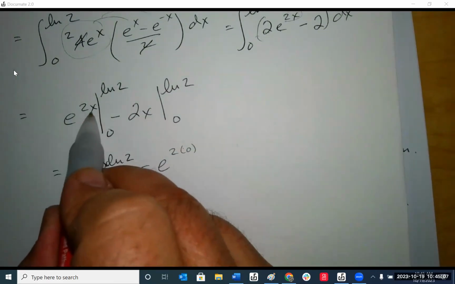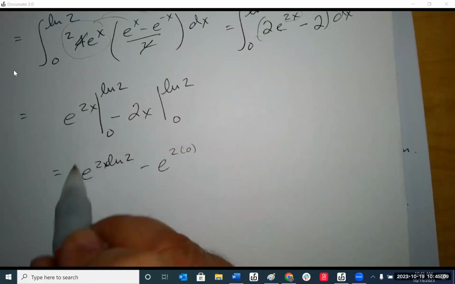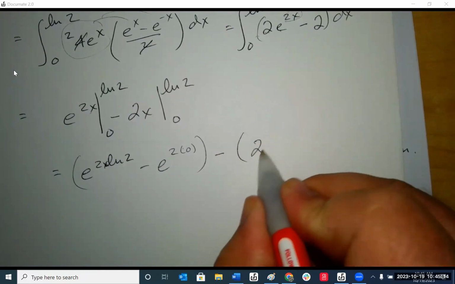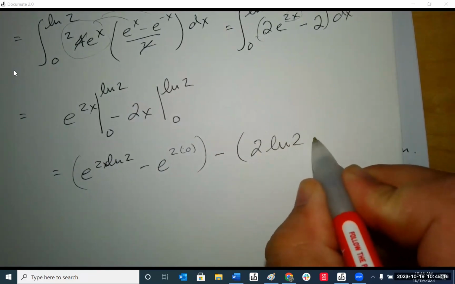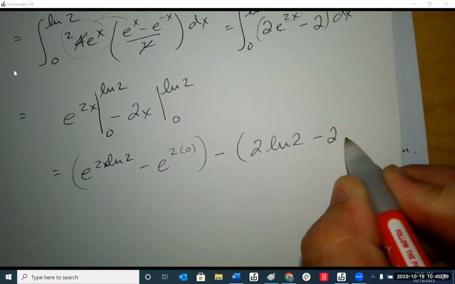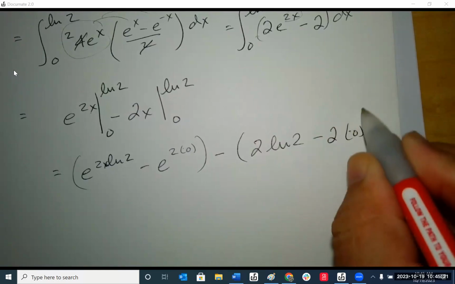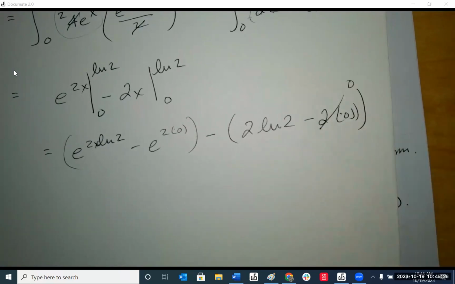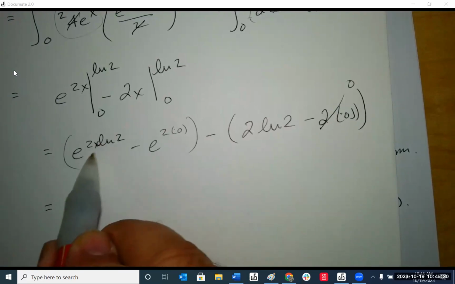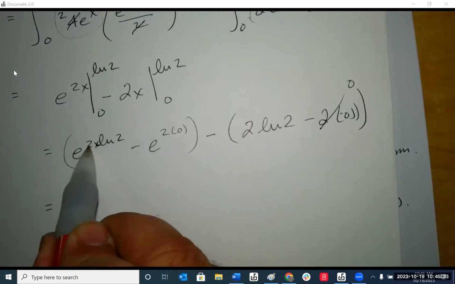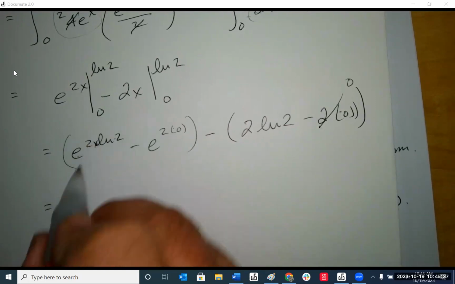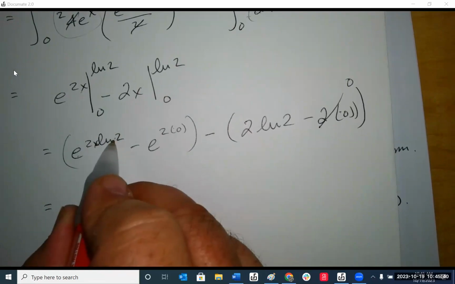So we have e to the 2 ln 2 minus e to the 2 times 0. So e to the power 2 ln 2, that's simply e to the ln of 2 squared, that's e to the ln 4.